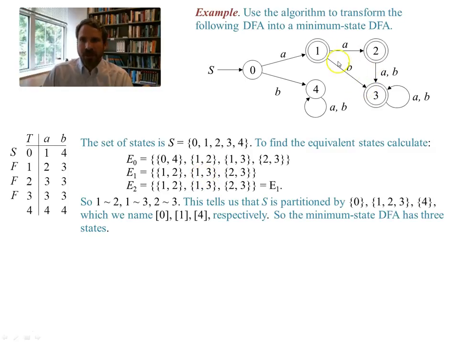Same thing with 1, 3, and 2, 3. All of these end up on B going to 3, and on A, well, on 2, 3, they both go to 3 as well. So all 3 of these stay in the partition.